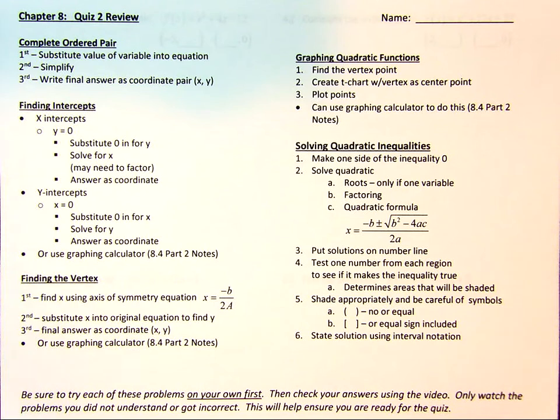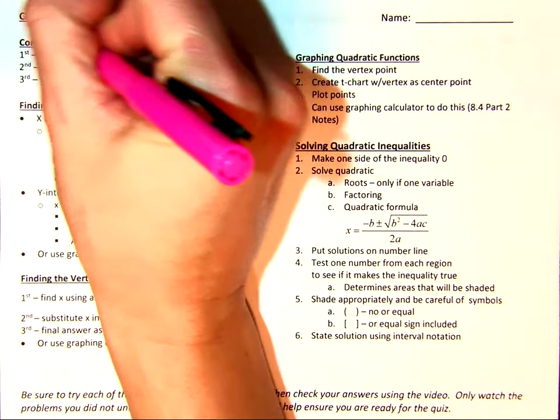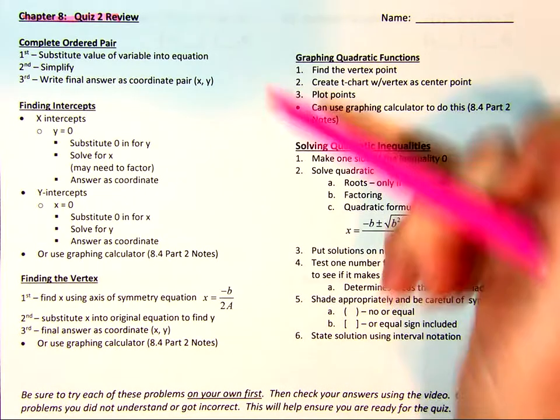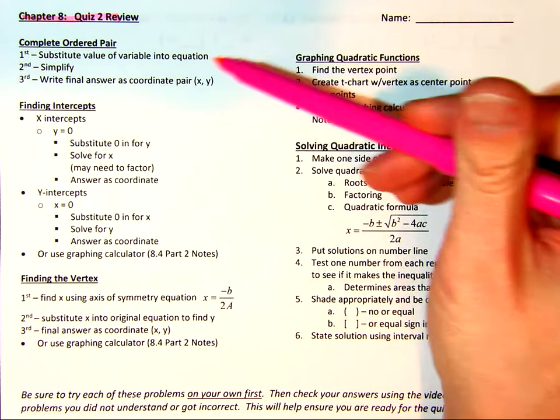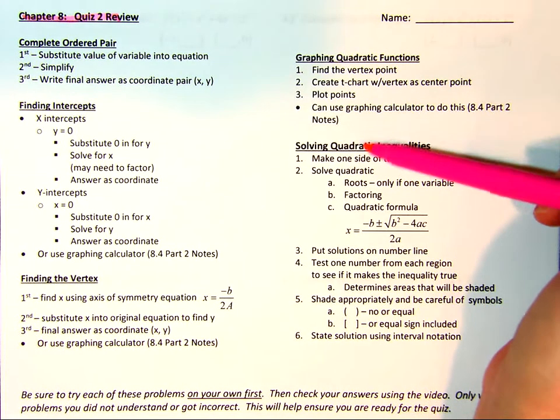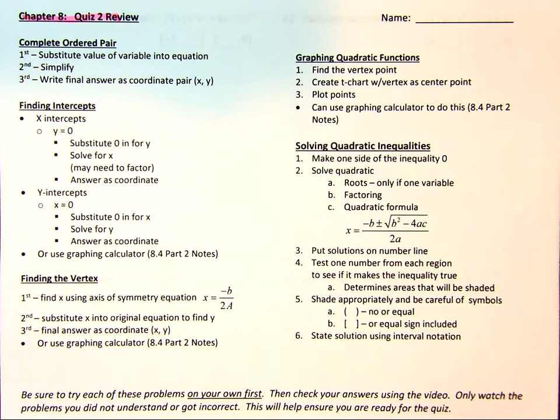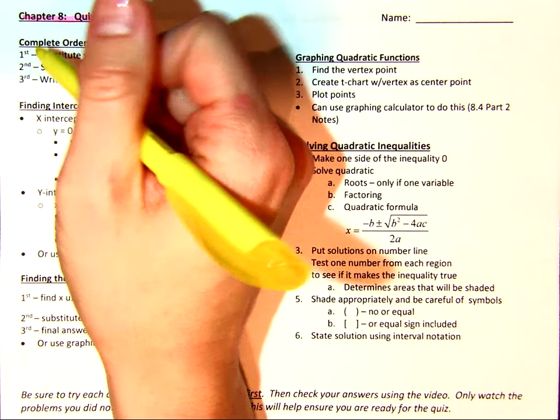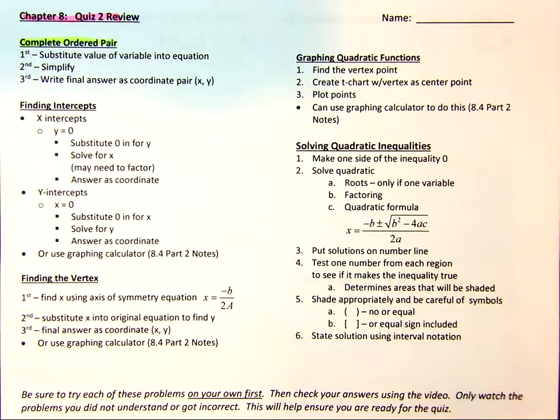Right, so today we are going to be reviewing for the Chapter 8 Quiz 2. There's a lot of things that we've done, but most of it was either the graphing stuff or the solving quadratics that we just finished. So a reminder from the graphing stuff: sometimes you're going to have to complete your ordered pairs, right?